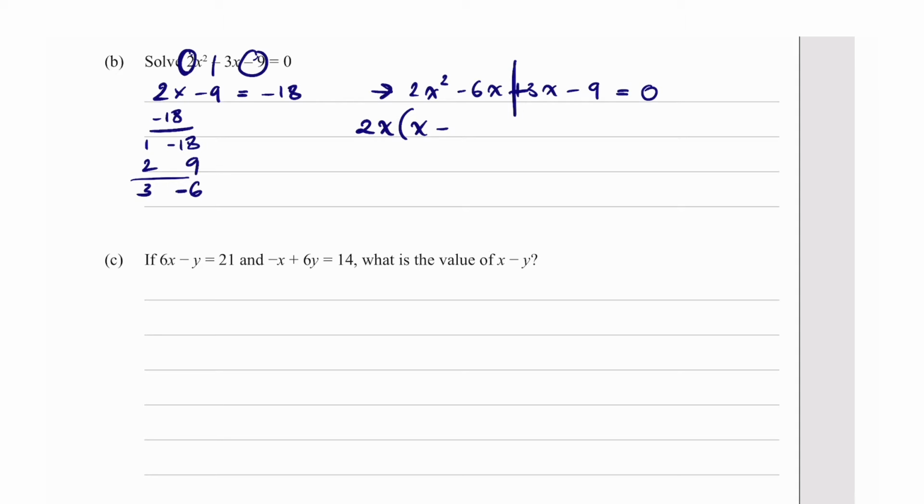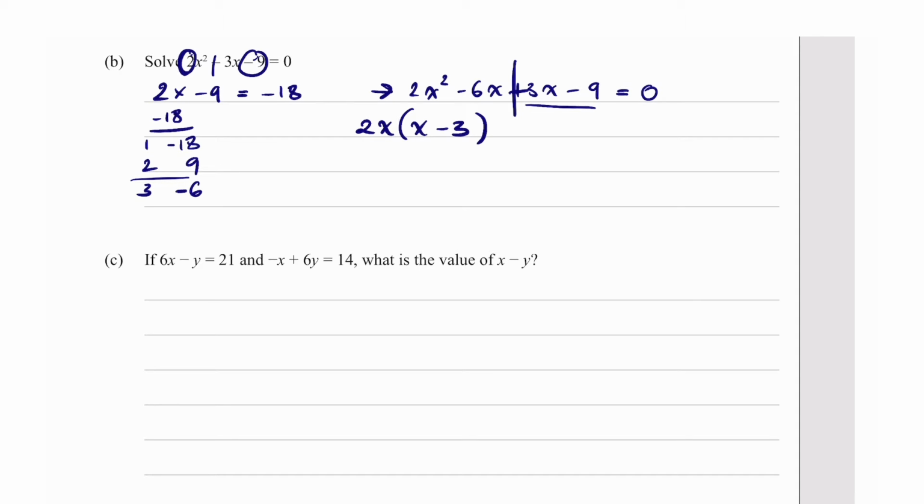Then we move on to our next term. So 2x times what gives me negative 6x? 2x times negative 3 gives me negative 6x. So I'm going to put a negative 3 here. And then we've reached the end of this part here. So this is my first part: 2x multiplied by x minus 3.